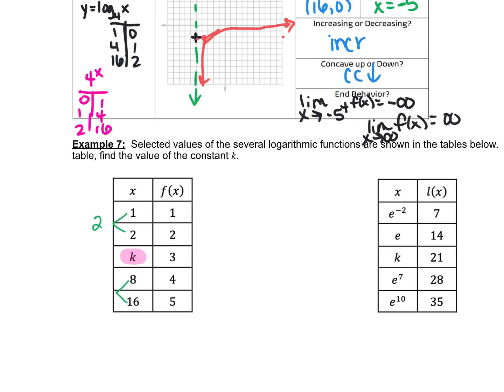Okay, what would I do to go from 8 to 16? Okay, I think that's what we're going to do. All right, so then what would K be? 4. Good. See, that's not hard. Just understanding about the table.